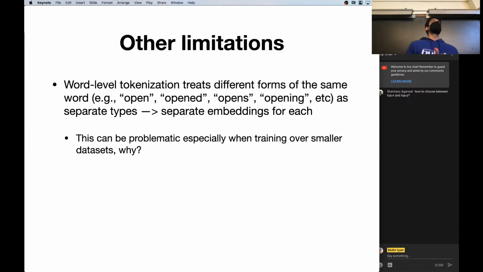The problem is I have separate embeddings for all of these different forms of the same word. So I really need to see a lot of training data for every form in order to properly be able to model them. Okay, so I just explained why this is problematic when training over smaller data sets. I might not observe enough instances of all of these.